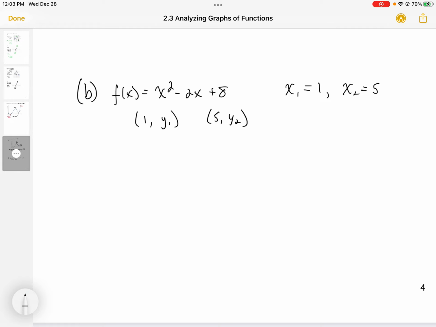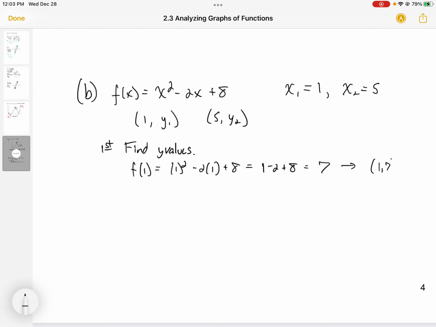So the first thing that we're going to need to do here is we need to find the y values. And to find the y values, we're just going to plug those x values in. So let's find that first one. f of 1 is equal to 1 squared minus 2 times 1 plus 8. So we could quickly do this math. Let's work horizontally because it looks like I'm running out of space here. 1 minus 2 plus 8. So that's negative 1 plus 8, which is 7. Okay, so that means our first point is 1 comma 7.